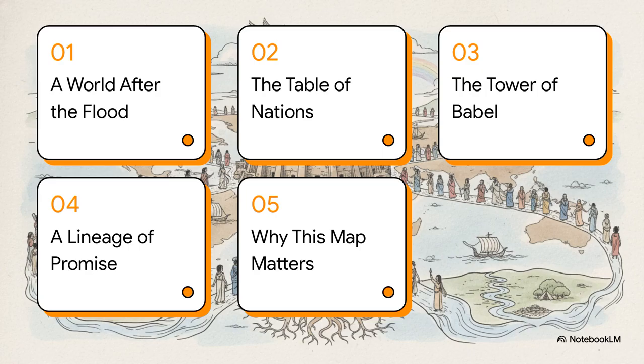All right, here's how we're going to break it down. We'll start right after the flood. Then we'll get into the Table of Nations itself. After that, we'll hit the Tower of Babel, see how the story zooms in on one family line, and finally talk about why this ancient map is still so important.